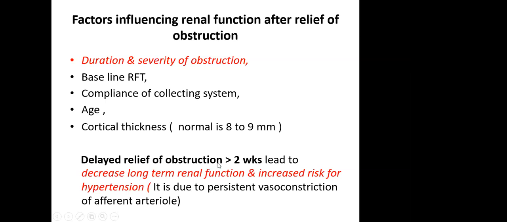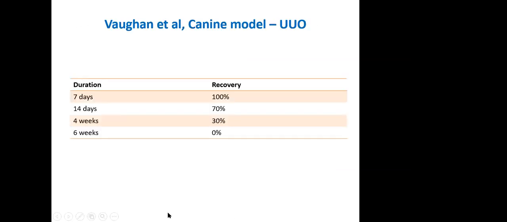What will happen if you are not treating an obstruction for more than 2 weeks? There will be complete loss of the kidney function, and an increased risk for hypertension. And as I already told, why this complete loss of function occurs is because of a persistent vasoconstriction at the afferent arteriolar level. This is the one model developed by Vaughan et al.